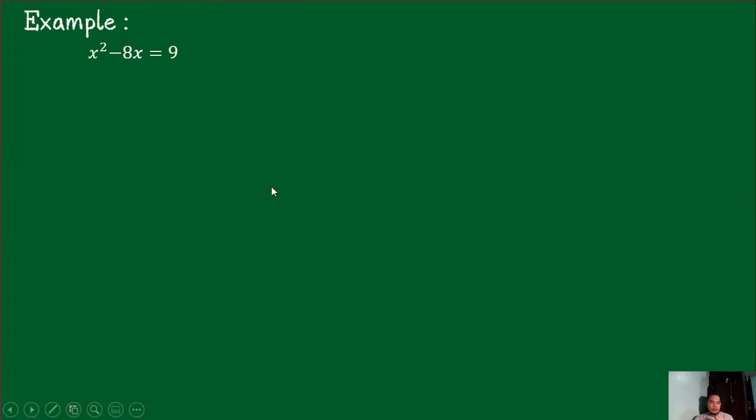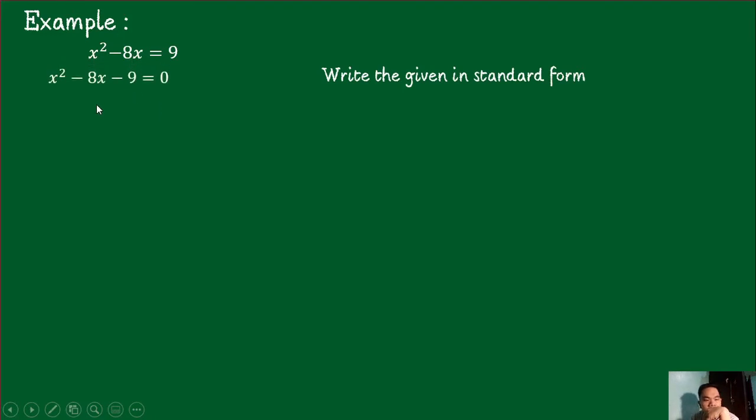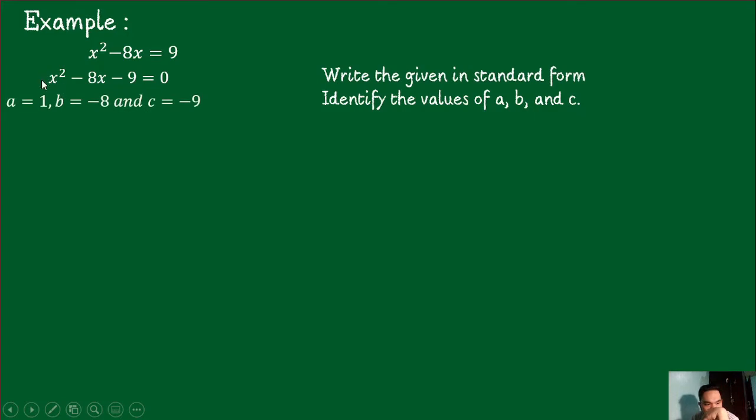Okay, now without further ado, let's have the first example. x squared minus 8x equals 9. What we're going to do is first write the given in standard form. So we're going to transfer 9 to the other side, and that will be negative 9. The resulting equation now will be x squared minus 8x minus 9 equals 0. Then identify the values of a, b, and c. The value of a here is 1. The value of b is negative 8, while the value of c is negative 9.